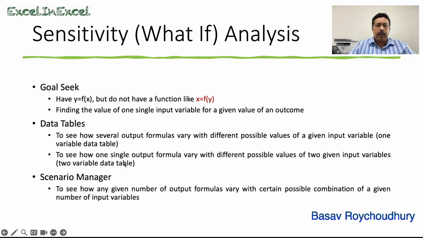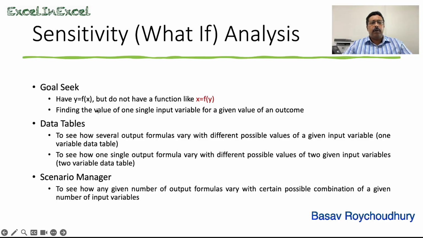The other flavor is a two variable data table. In a two variable data table, we see how the output varies depending on multiple input values of two variables. Say I want to see how my profit varies based on the cost and the selling price. So I take different possible values of my cost price and of the selling price, and I see how the profit varies with them. So profit is my output, and cost price and selling price are my two inputs. So that is a two variable data table.